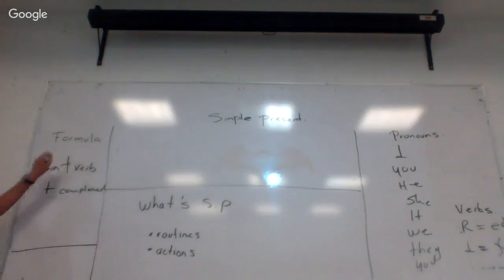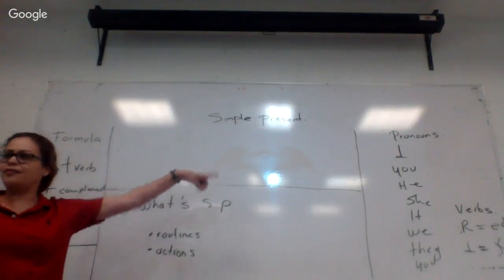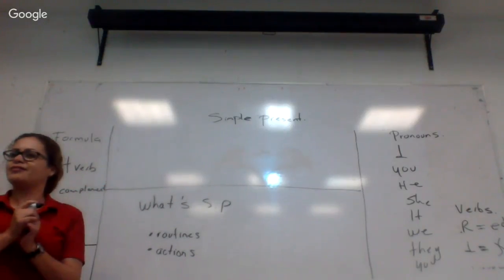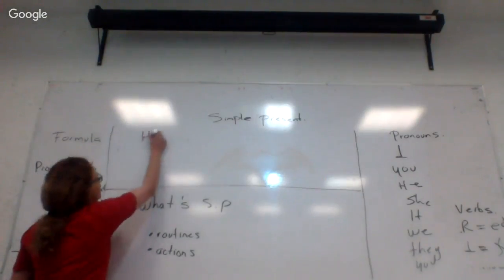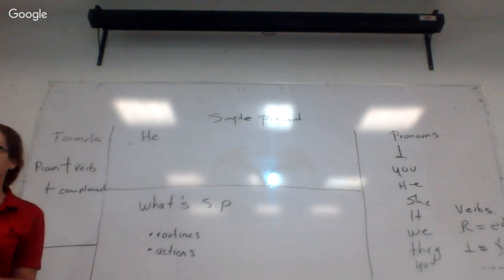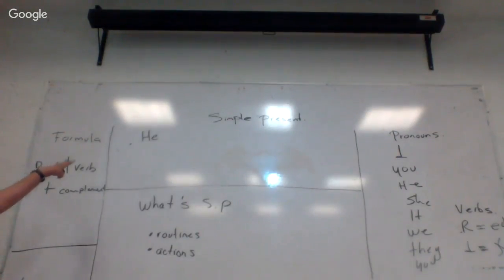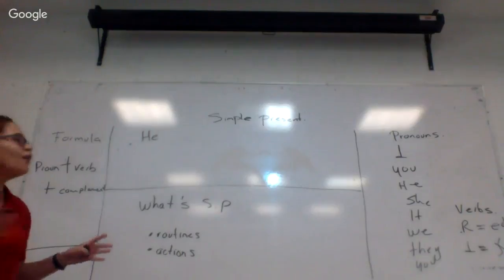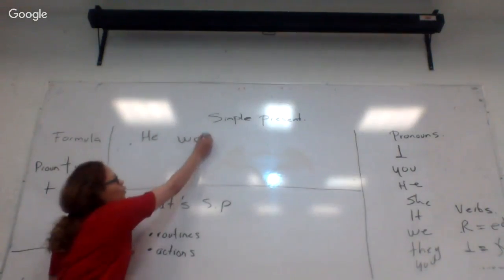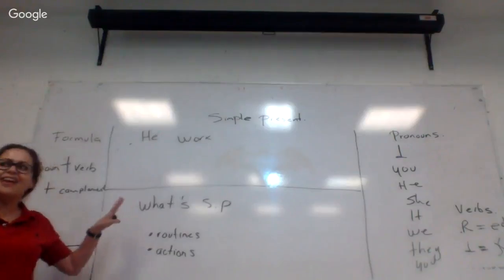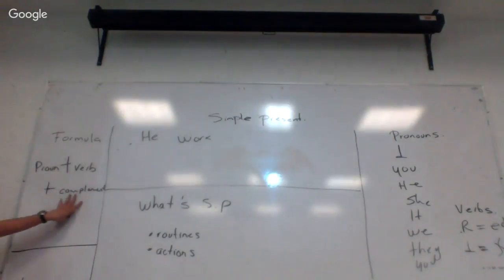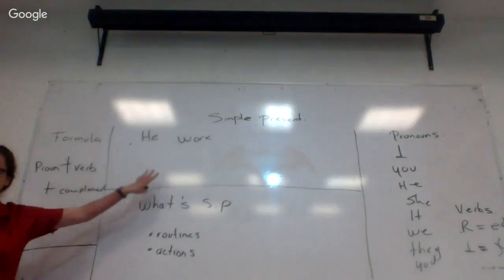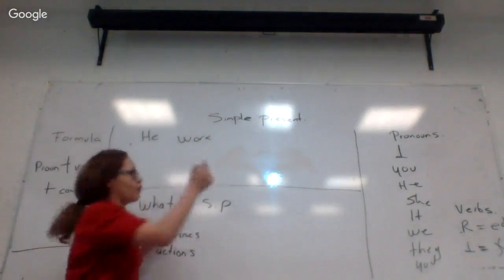Okay? So first, what do we have to use first? Pronoun. So tell me, anyone, which one do you want to use? He. Okay, it's going to be he. Now we have to use the verb, okay? So tell me any verb that you know. Work. Okay, an easy one that you can remember. Work. And then we have to use the complement, okay? He works, for example, in a store.